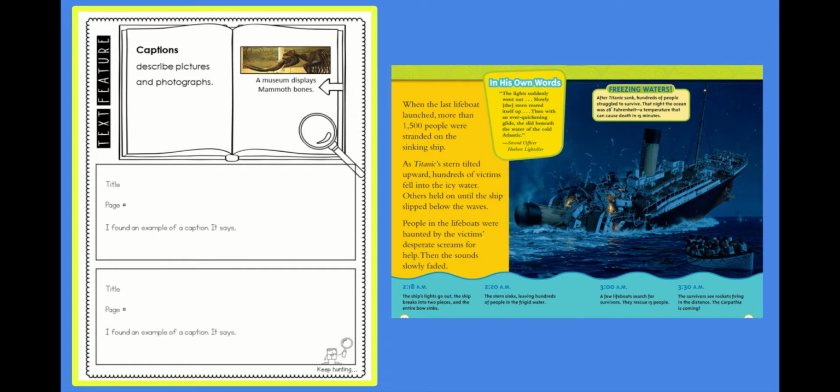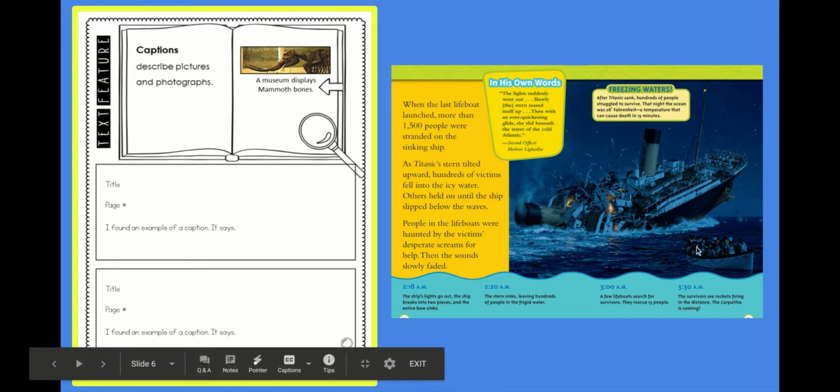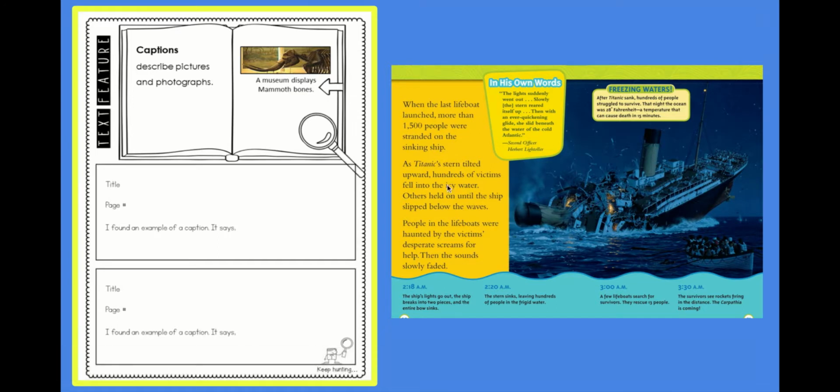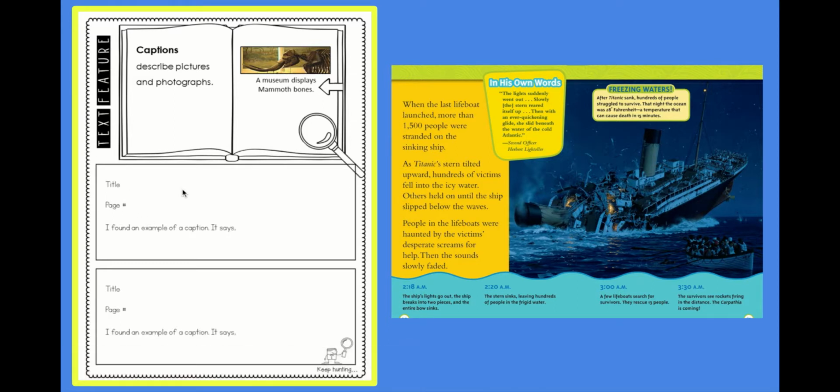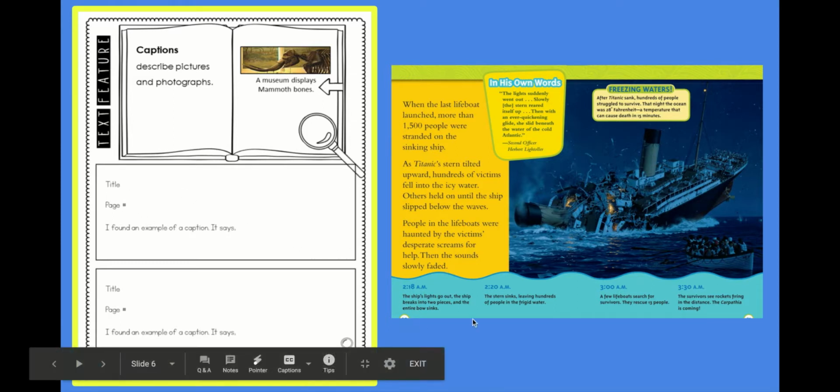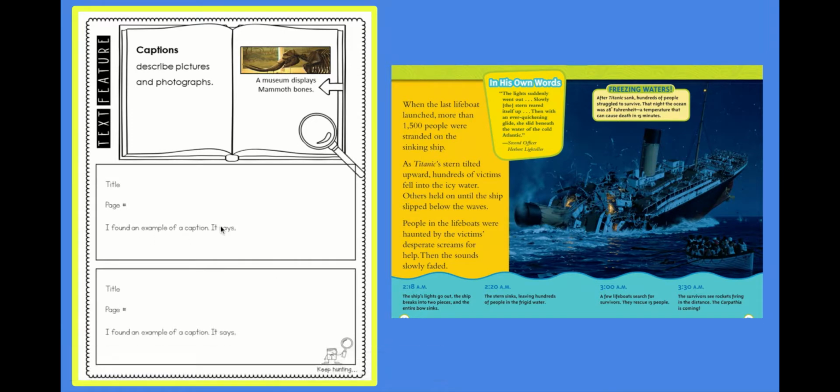All right, so the next text feature we're going to be talking about are captions. And captions describe pictures and photographs, and it helps us to better understand what's going on in our illustrations and our pictures and photographs. So in my Titanic book, I found a caption describing this picture, and I'm going to write down the title Titanic, the page that I found it on, which are down here, and then I'm going to write down exactly what the caption says.